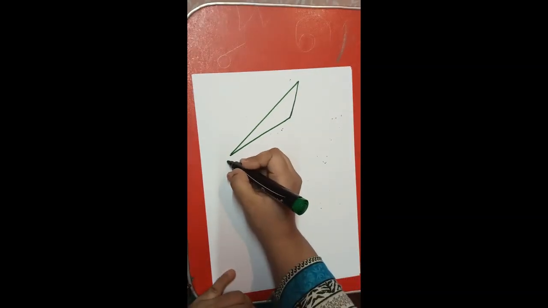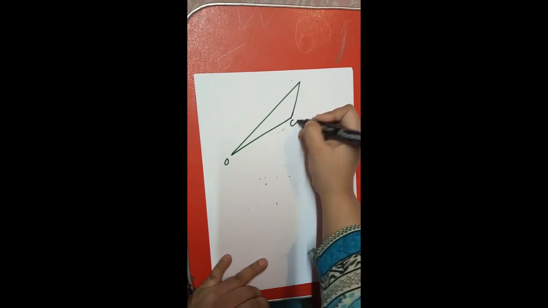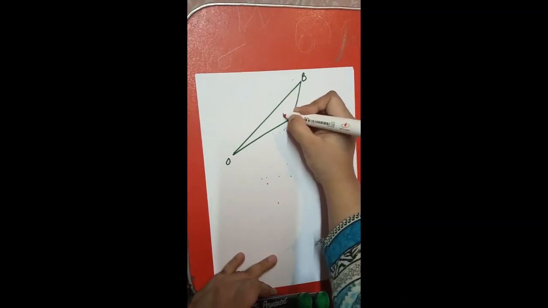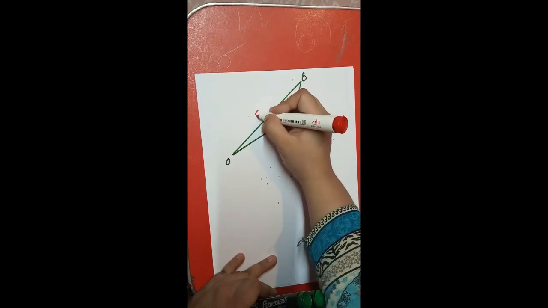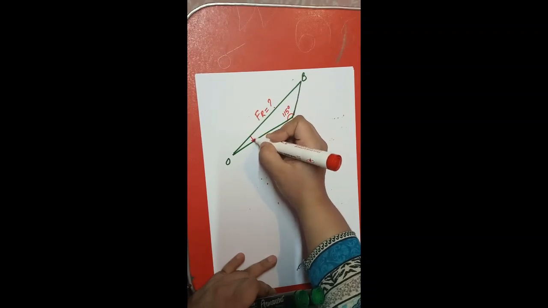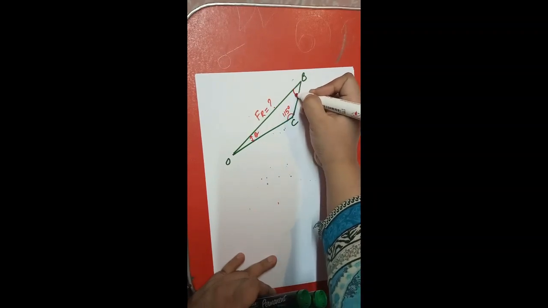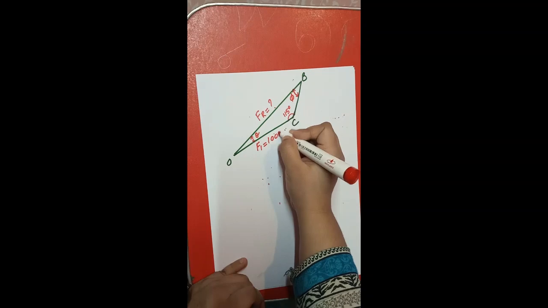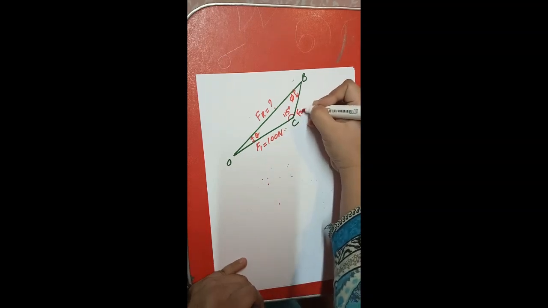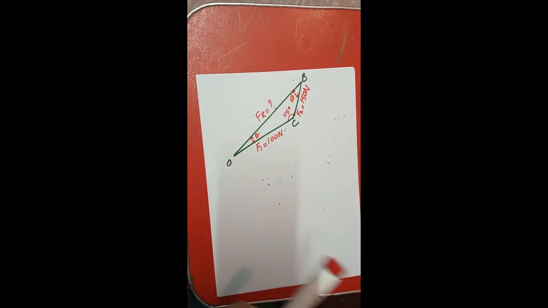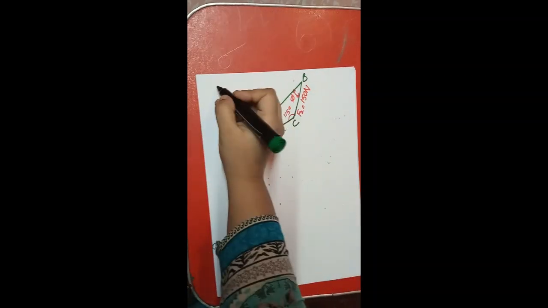So this is origin O, C and B. This angle is 115 degrees. We have to find out FR. This one is theta, and this one is phi. This side is F1 equals 100 Newton, and this is F2 equals 150 Newton. So this is triangle number 1.